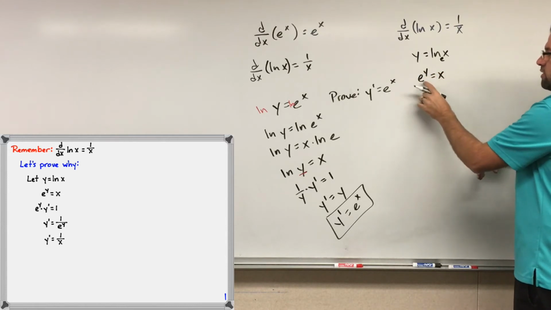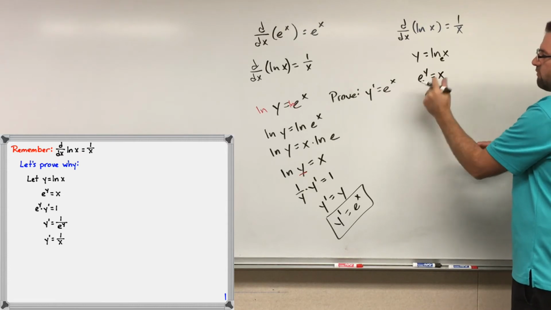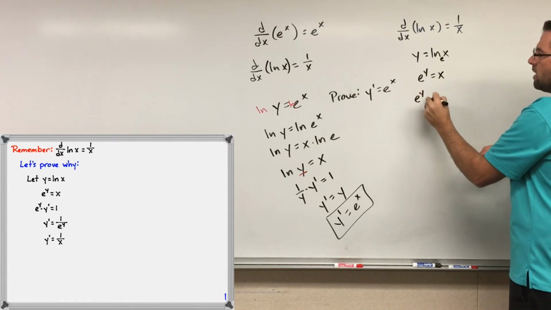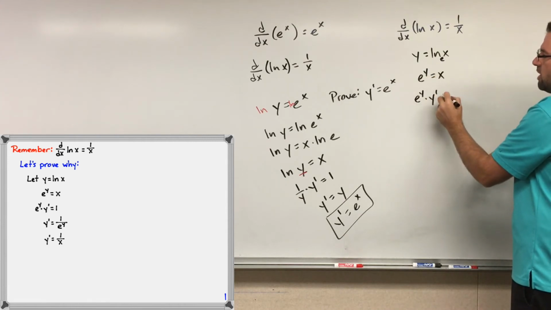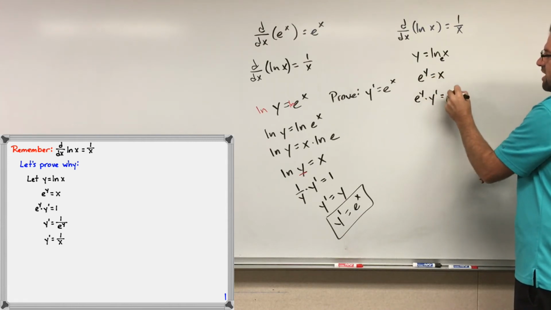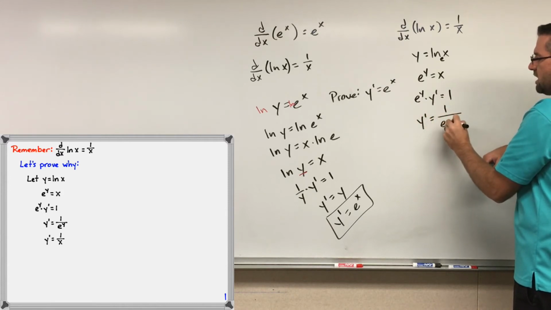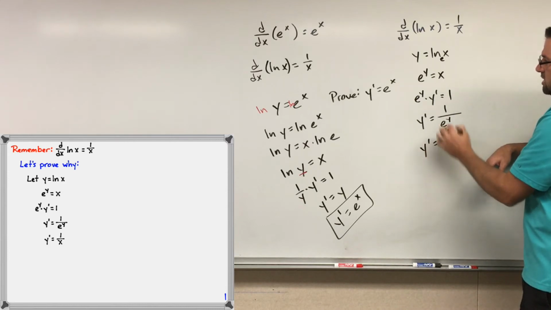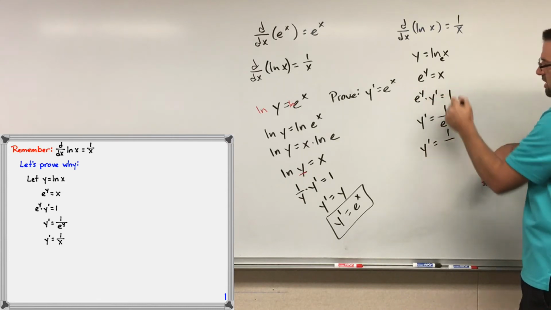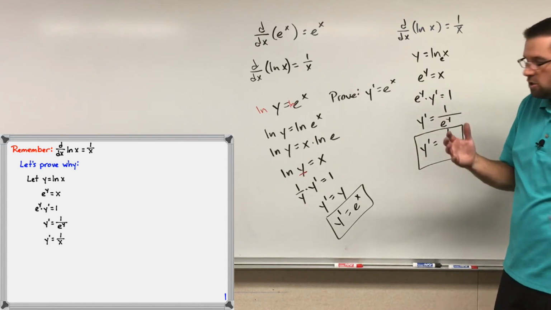And then from there, the derivative of e to the y, exponential, but it's also chain rule, implicit differentiation. It would be e to the y times y prime, because the derivative of y is y prime, equals the derivative of x, which is 1. So y prime equals 1 over e to the y. Well, what was e to the y? E to the y was x according to this, so we can say that y prime is equal to 1 over x. And there you go.